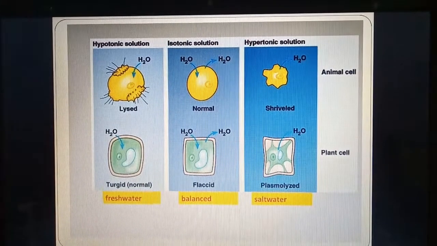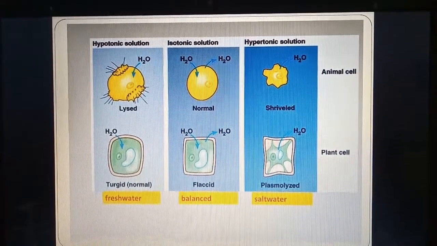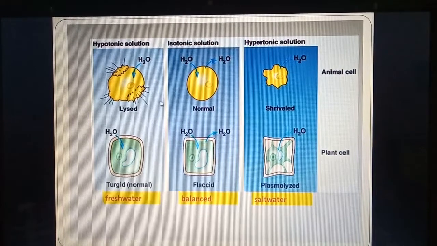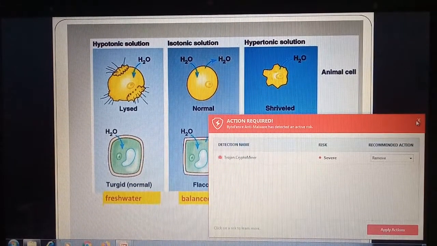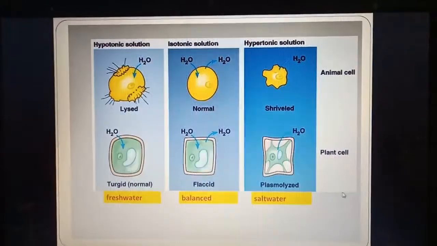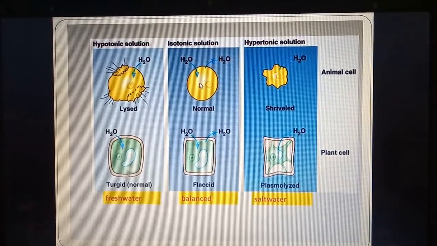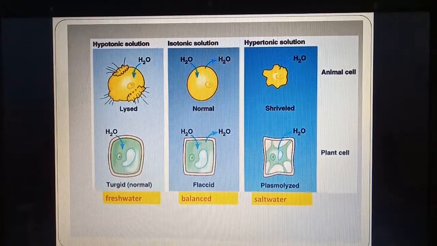Here we can see the comparison: hypotonic solution, isotonic solution and hypertonic solution. First, in animal cell, when the animal cell is placed in hypotonic solution, it is lysed because the water is released out. In isotonic solution, there is equal exchange of water with the surroundings, and in the hypertonic solution, the cell becomes shrunken.